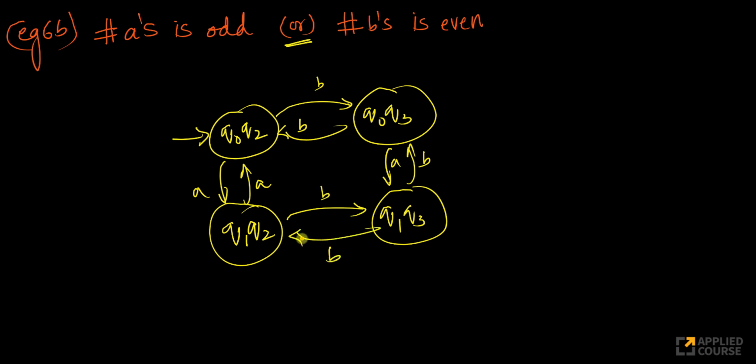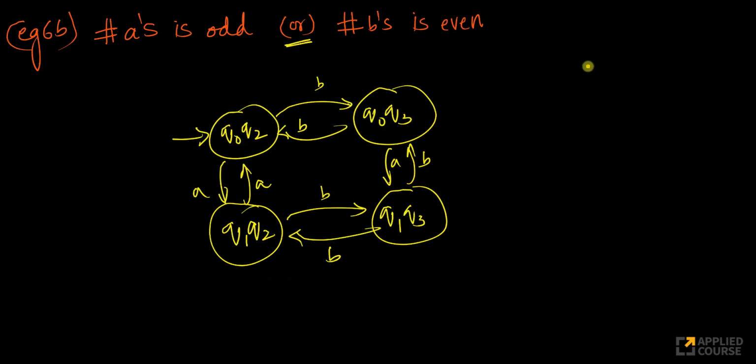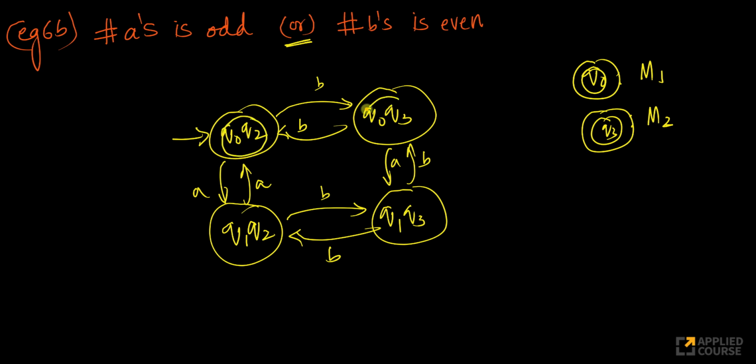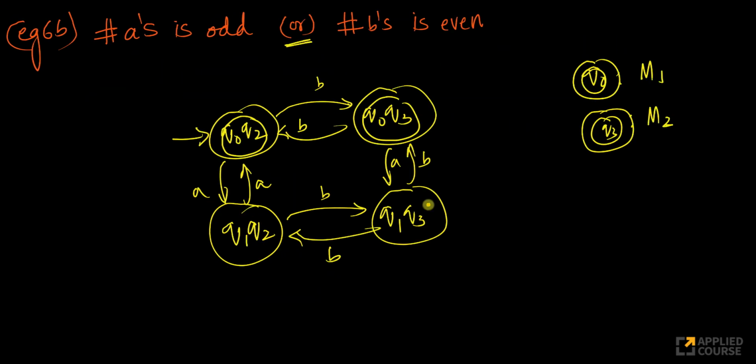Right? Now, what are the final states here in this diagram? Q0 and Q3 are final states. In machine 1 the final state is Q0. Machine 2's final state is Q3. So Q0 or Q3. So this could be my final state. This could be my final state. Q0 or Q3, right? That's what we have. So this can't be a final state. This can be a final state because it has Q3.